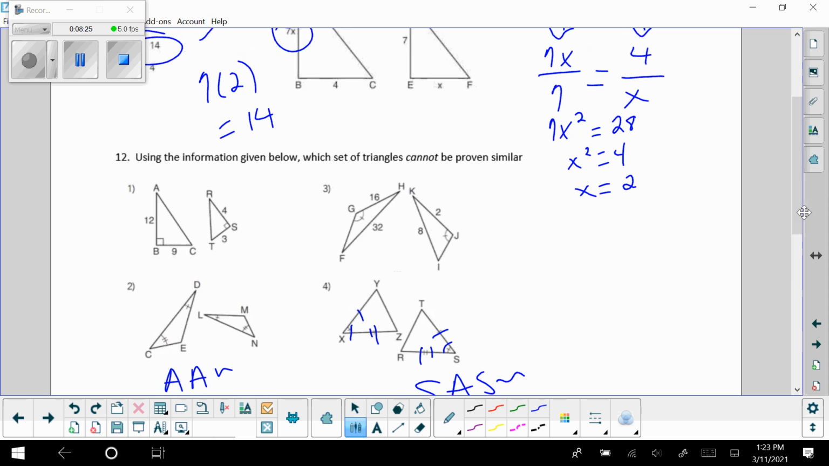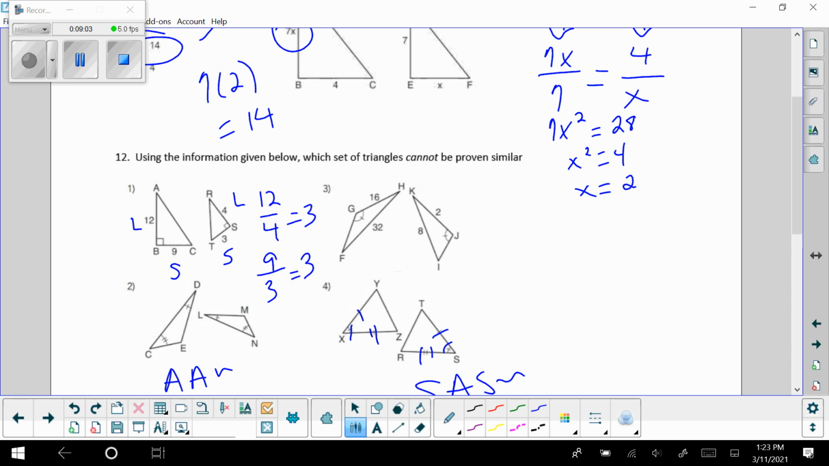What I like to do for these is categorize my sides as small, medium, or large, or just small and large, depending on what you're given. On number 1, this side is the larger side, 12, and the smaller side is 9. On this other triangle, the larger piece is 4, the smaller piece is 3. So compare those. Let's do 12/4. That's going to reduce down to 3. Then if you do 9/3, that also reduces down to 3.